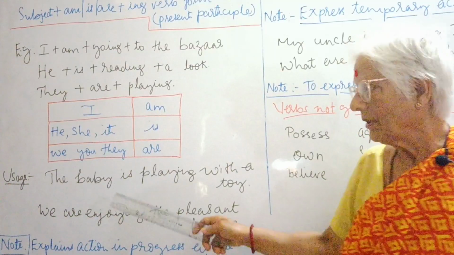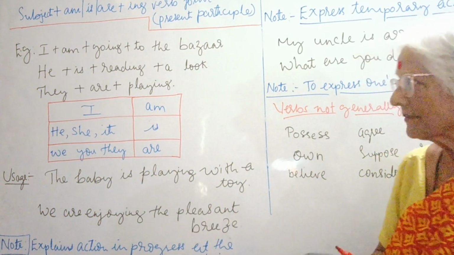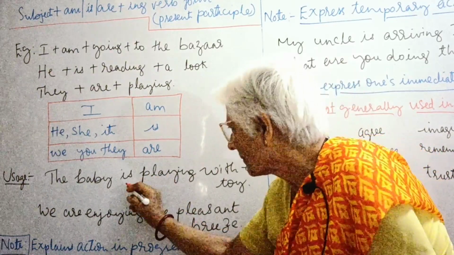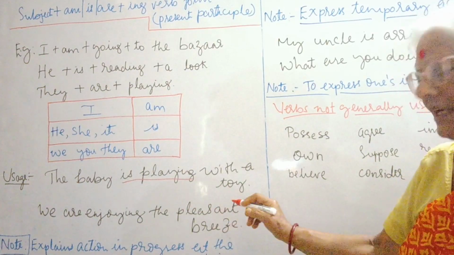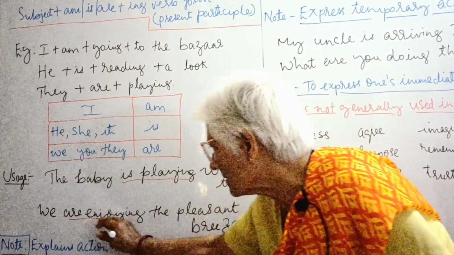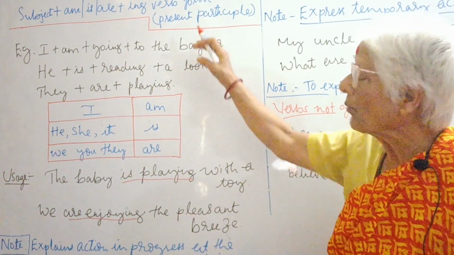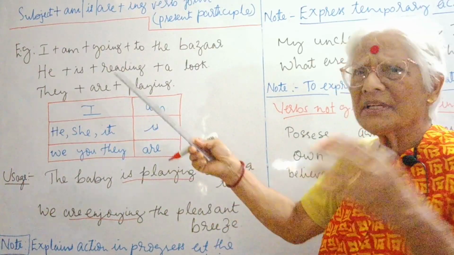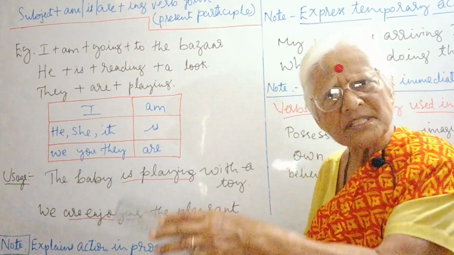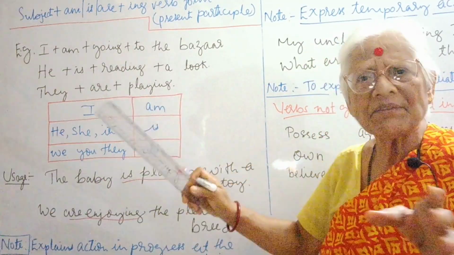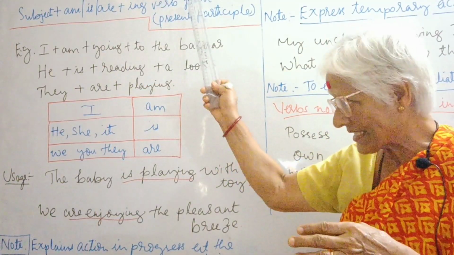Okay? Now, the baby is playing with the toy. Is playing. We are enjoying the pleasant breeze. So is this clear? Bear in mind, this is a kind of a formula: the subject, the primary verb, and the present participle. If you remember this, you will never ever go wrong with the expression of the present continuous tense.